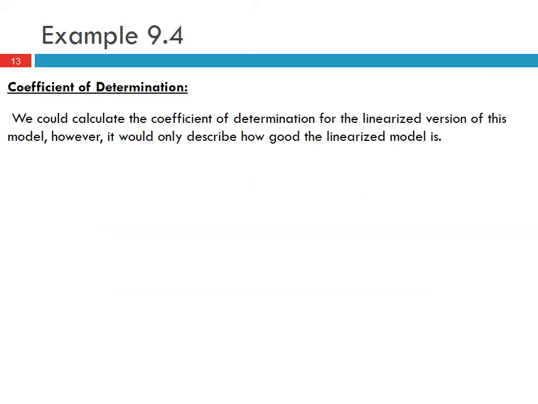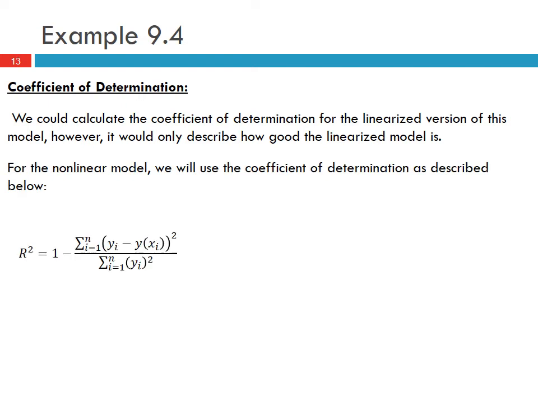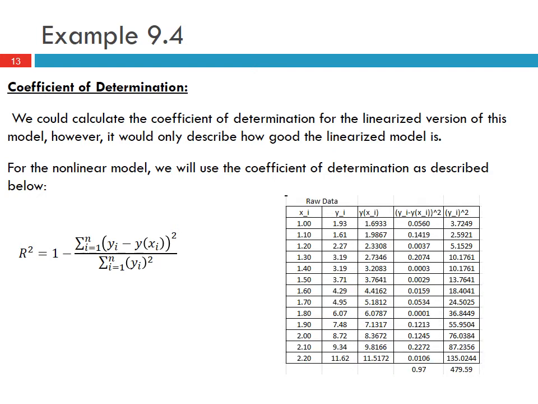Now we could calculate the coefficient of determination for the linearized version of this model. However, it would only describe how good the linearized model is. So instead we will use our expression for the nonlinear model for the coefficient of determination as shown here. Again, we can set this up in Excel to calculate the various sums and quantities. In particular, this sum here is given by this column, and this sum here is given by this last column. So we can plug in our numbers and see that r squared is equal to 0.998.